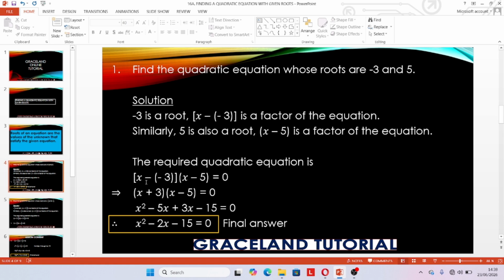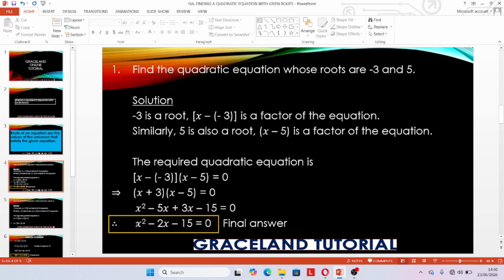So that will be x, minus times minus will give us plus 3, into x minus 5 equal to 0. So we will expand x plus 3 and x minus 5 and equate it to the right hand side. x times x will give us x squared. x times -5 will be -5x, plus 3 times x will be plus 3x, and then plus 3 times -5 will give us -15, which is equal to 0.